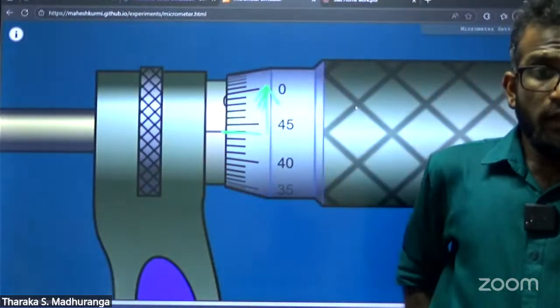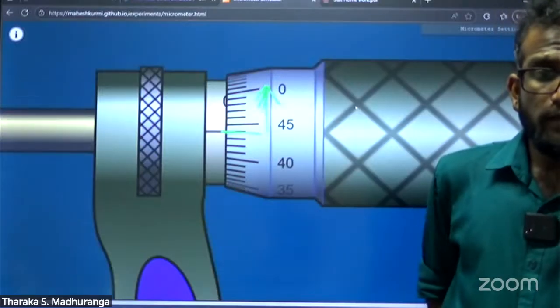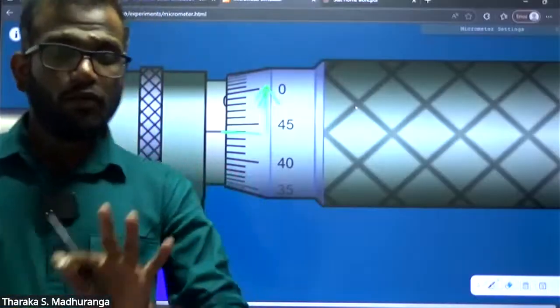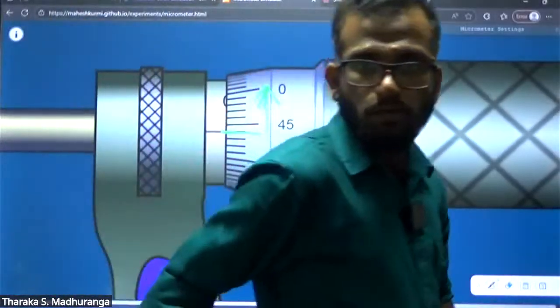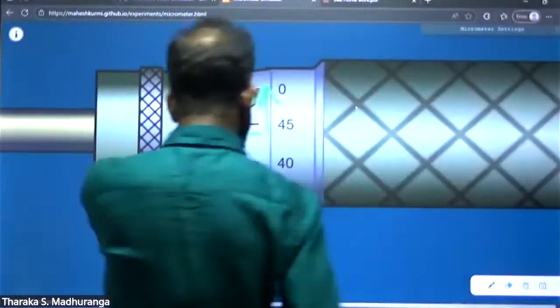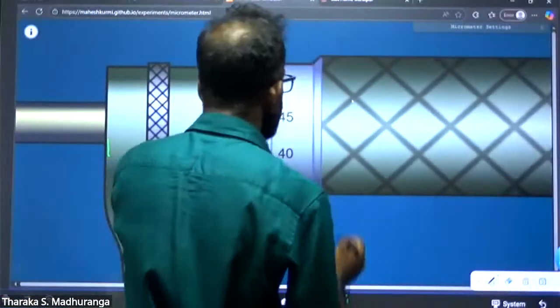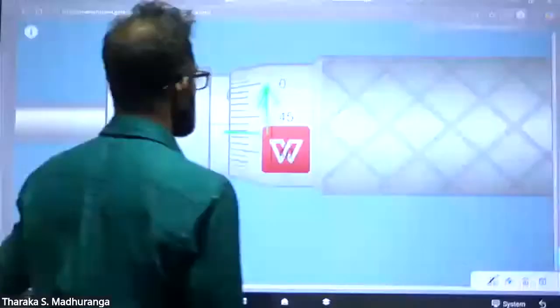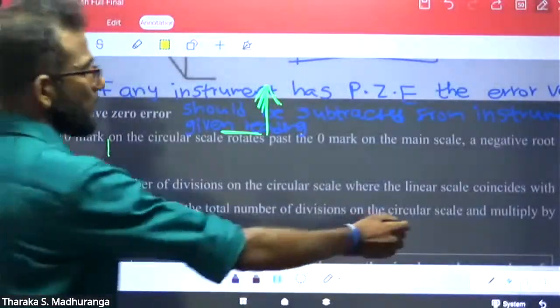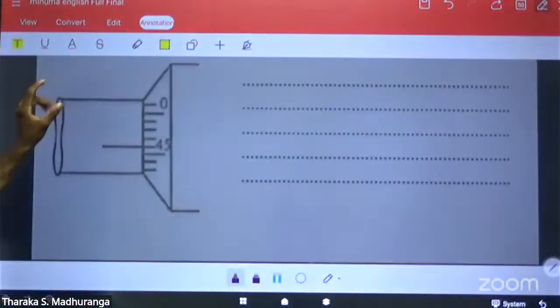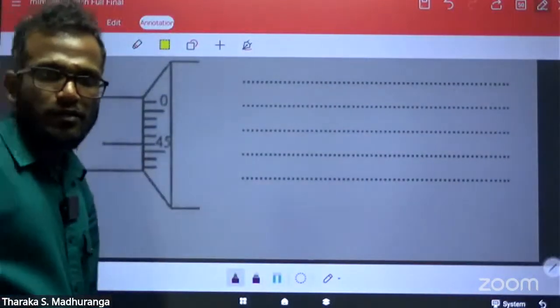Then how do we get the negative zero error? The negative zero error you can't get by directly multiplying the coincide part with the least count. You have to use a special method. Remember, I will show you in the tute. This is the negative zero error.